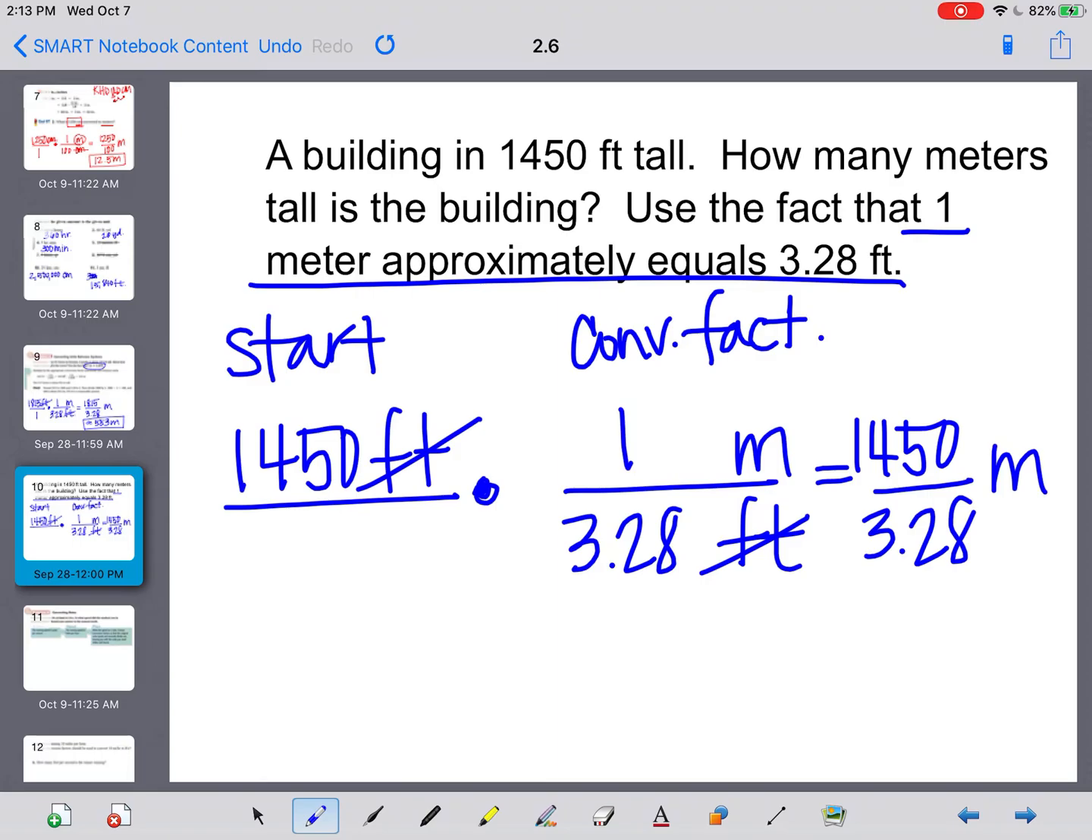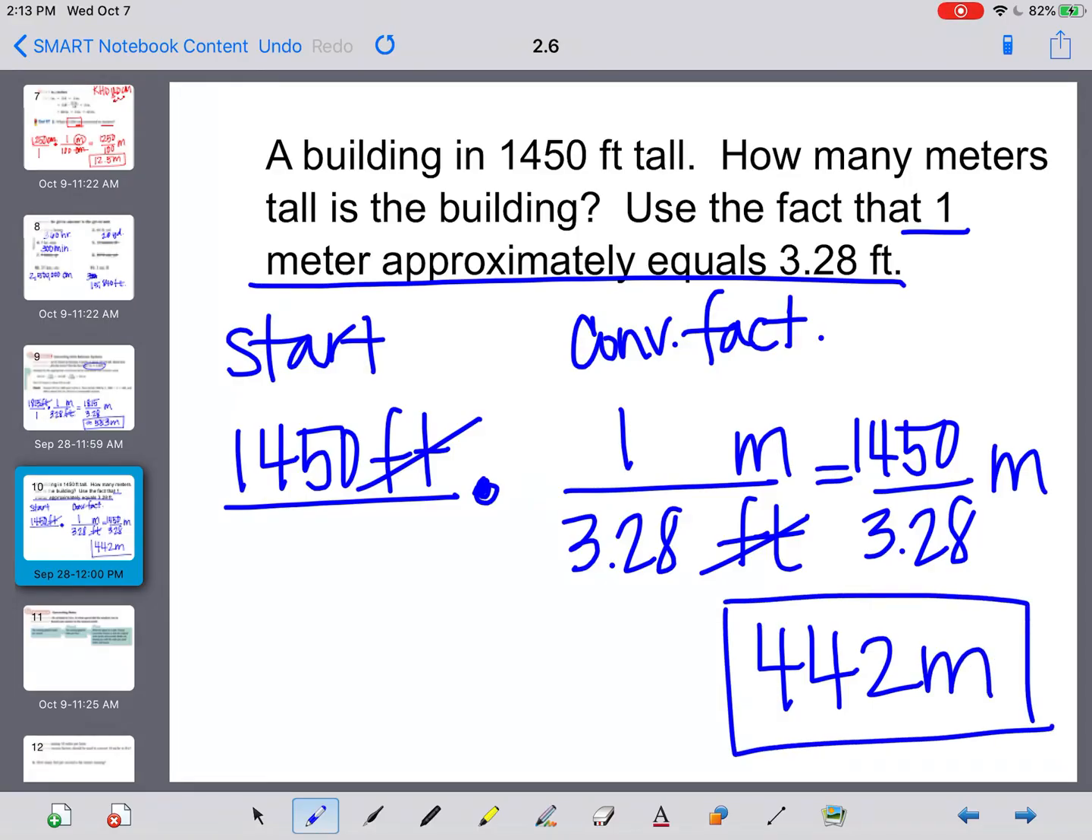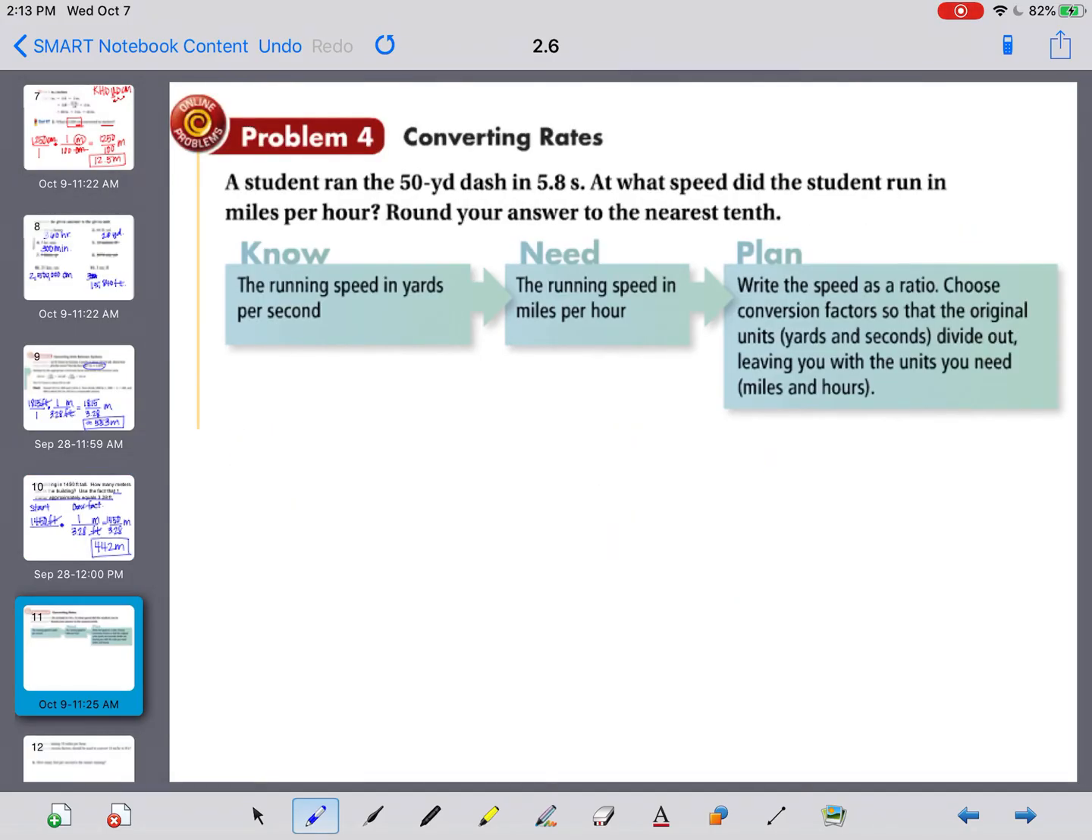When I multiply straight across, I get this crazy fraction. But then, because I'm looking for a specific amount of meters, I can divide that out. And I find out that 1,450 feet is really the same as 442 meters. All right, hopefully this is starting to make a little bit of sense, because now they're going to change it up on you and make it a little bit tougher.